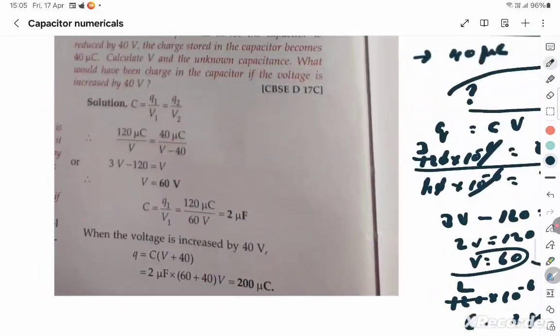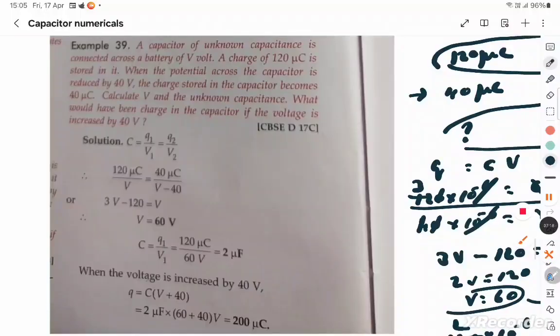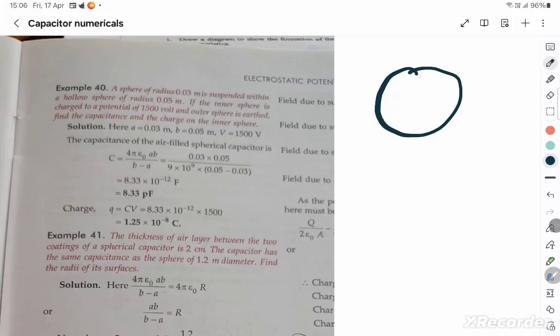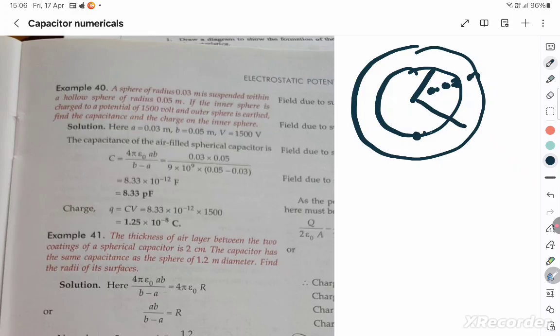So let's continue with the next sum. This sum is example 39. The next sum is example 40. A sphere of radius 0.03 meters is suspended within a hollow sphere of radius 0.05 meters. If the inner sphere is charged to a potential of 1500 volts and the outer sphere is earthed, find the capacitance and the charge on the inner sphere.